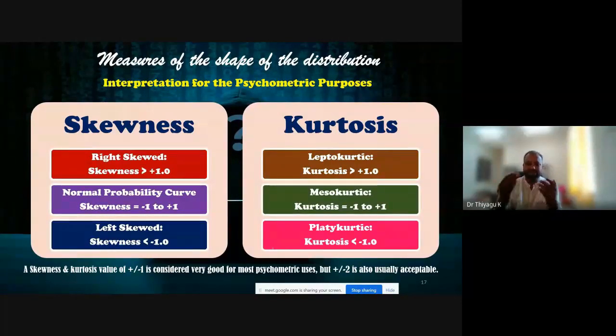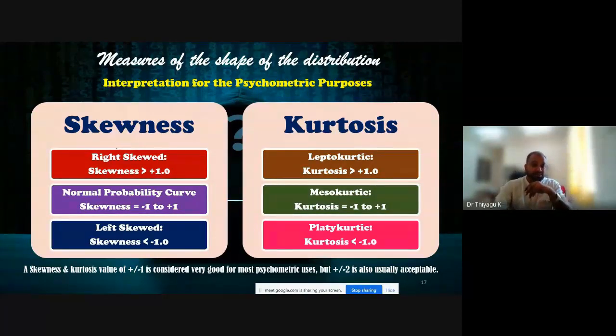Generally, if your skewness value is zero, we may treat it as a normal curve. If the skewness value is more than zero, a positive score, we may treat it as a right skew. If the score is less than zero, we may treat it as a left skew. But for psychometric purposes, we may go with this kind of interpretation.